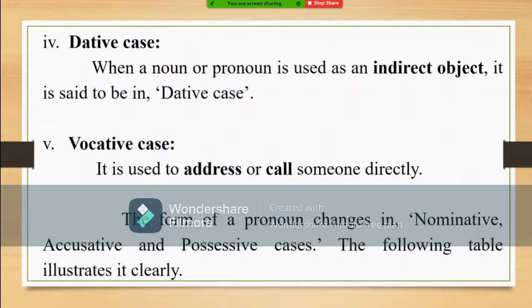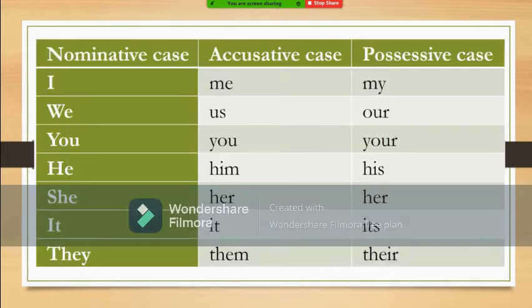Now let us see. The form of a pronoun changes in nominative, accusative and possessive cases. Now let us look at a table. When first person singular I is a subject, it is I. When it becomes an object, it becomes me. And if it tells something about the possession of a person, it is my pen, like that. So I is nominative case, me is accusative case, my is possessive case.